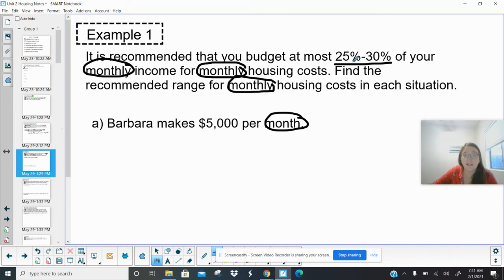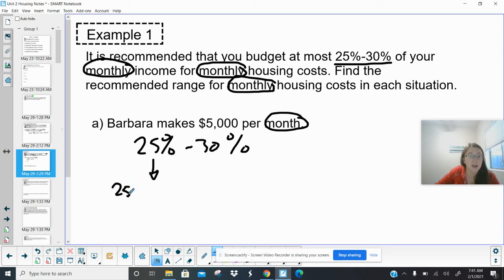All we're going to do, if this is the recommended range, we're going to find 25% of 5,000, get that number. We're going to find 30% of 5,000, get that number. And that's the range for apartments or housing that you could be looking at. So go ahead and do this. Again, 25% to 30%. So I want you to go ahead and do real quick 25% of 5,000. This is on the lower range of where they could be looking. Go ahead and do that real quick.